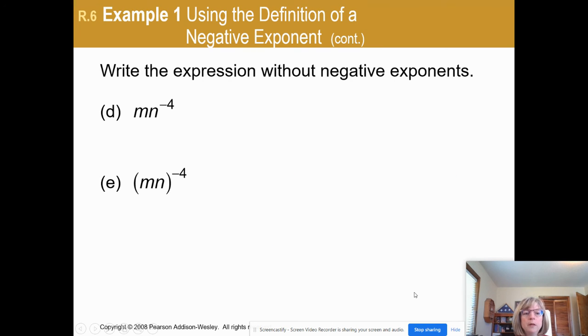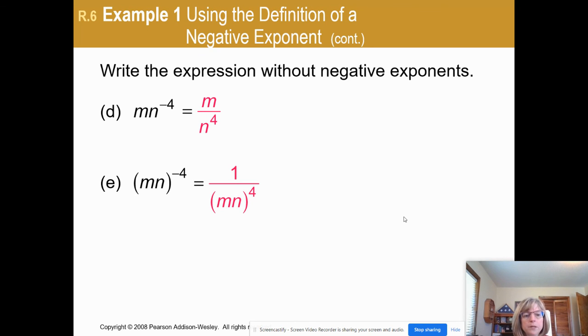The fourth example, m n to the negative 4, two things to consider. Does that exponent apply to the m as well as the n, or not? And what do I do with the negative exponent? Well, we need to consider the first question first. That exponent, negative 4, only applies to the n. So the m remains where it's at. Nothing happens to the m. The n, however, we need to take the reciprocal of that to the negative 4, so we end up with m over n to the fourth power.